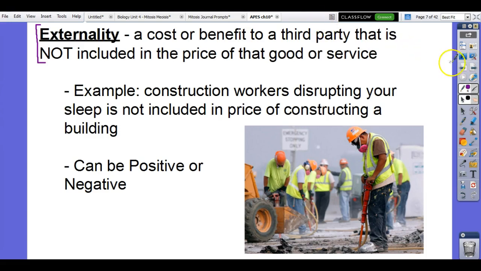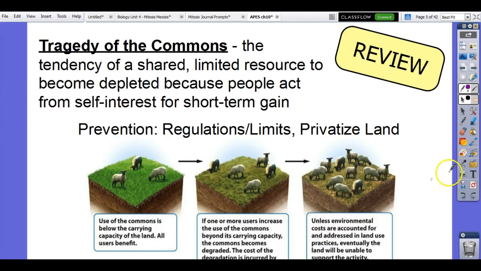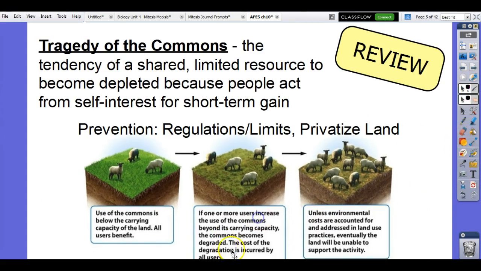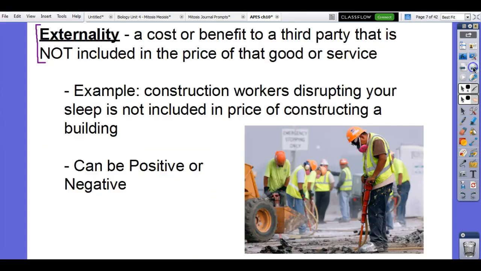So in the tragedy of the commons, the externality then, right, it says down here, the cost of the degradation of land. So the land is being degraded, and maybe that doesn't affect you right away, but it affects everybody else who's using that land as well. So another example, there's externalities everywhere. Construction workers disrupting your sleep. It's not included in the price of constructing a building. The construction workers aren't paying for it, the building people aren't paying for it, but it's an extra thing that isn't really considered that is affecting a third party, affecting other people, you.